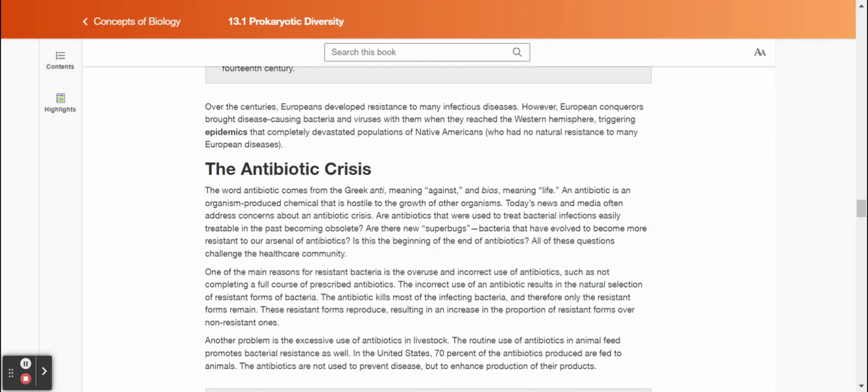Over the centuries, Europeans developed resistance to many infectious diseases. However, European conquerors brought disease-causing bacteria and viruses with them when they reached the Western Hemisphere, triggering epidemics that completely devastated populations of Native Americans who had no natural resistance to many European diseases.